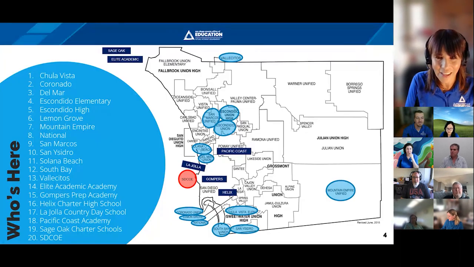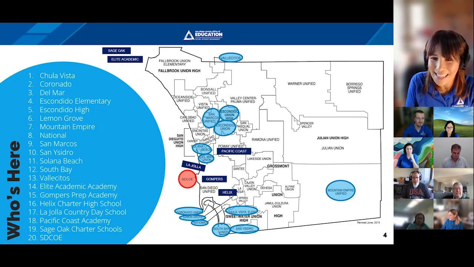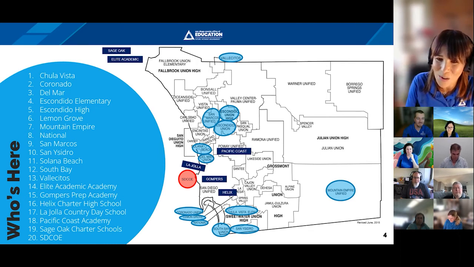As far as who's here today, thank you for joining us. This is a picture of our lovely county. We're really excited that 20 districts and charter schools registered, so we've got a great representation across the county. Welcome to Chula Vista, Coronado, Del Mar, Escondido Elementary, Escondido High, Lemon Grove, Mountain Empire, National, San Marcos, San Isidro, Solana Beach, South Bay, Vallecitos, Elite Academic Academy, Gompers Prep Academy, Helix Charter High School, La Jolla Country Day School, Pacific Coast Academy, Sage Oak Charter Schools, and SDCOE.